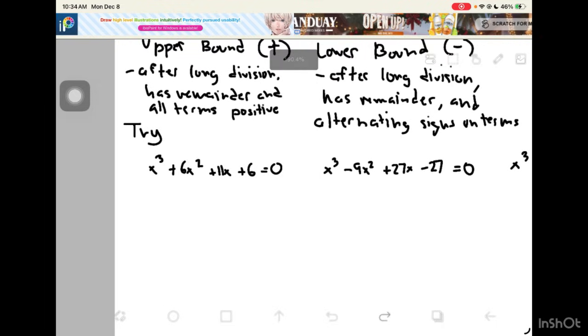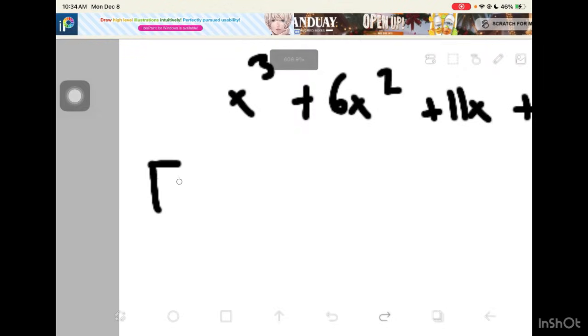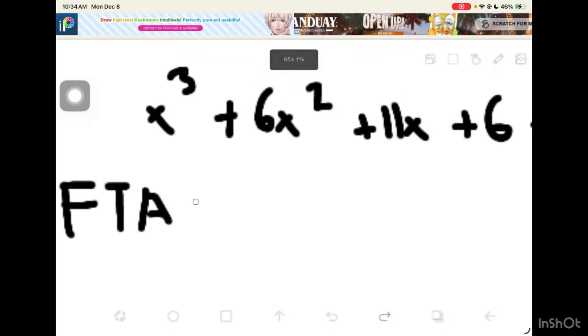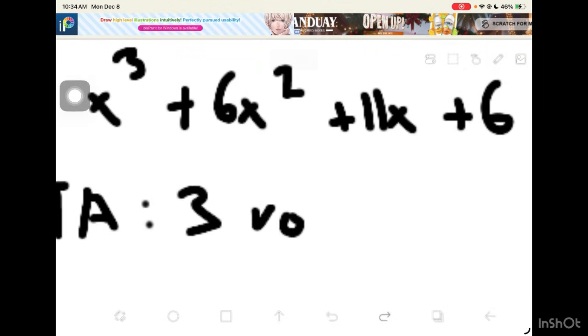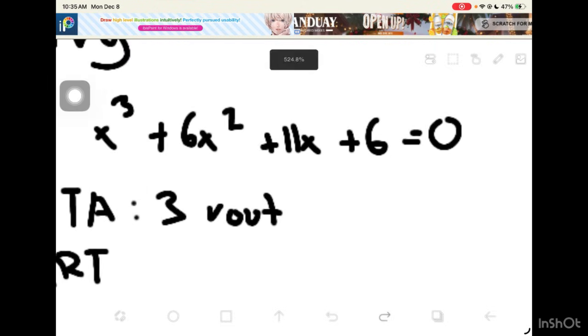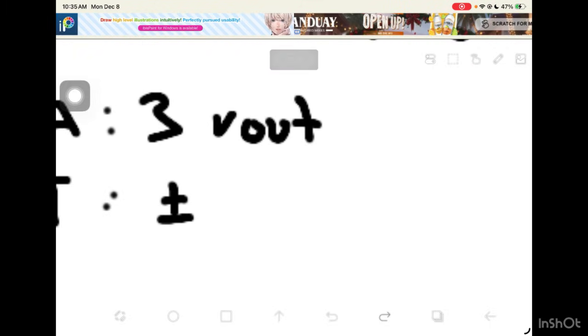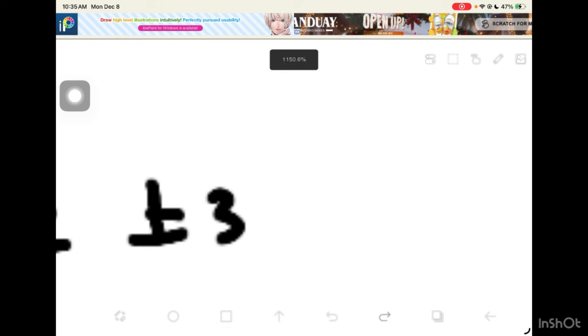Okay, first, let's try this first one. So by FTA, this has the highest degree of 3, so 3 roots. Next, RRT: factors of 6 over factors of 1, so just the factors of 6, which are plus minus 1, plus minus 2, plus minus 3, plus minus 6.